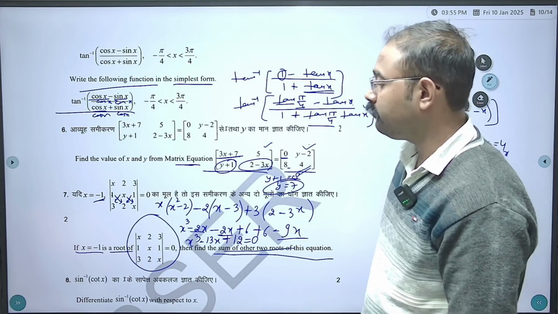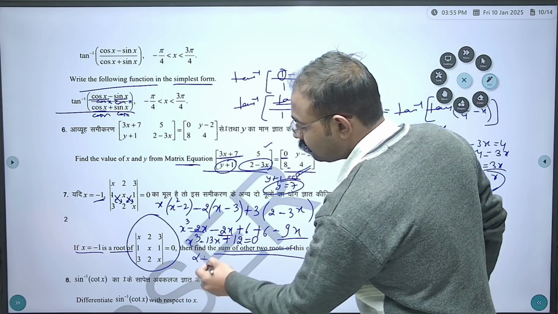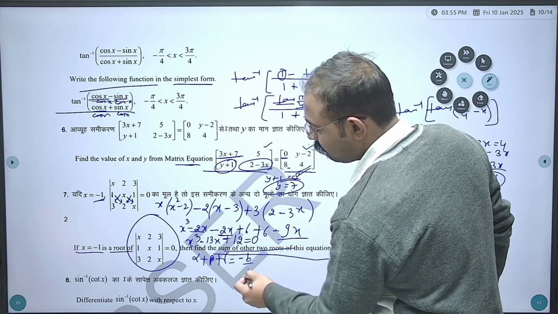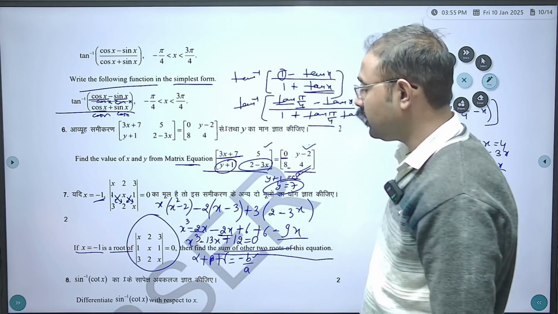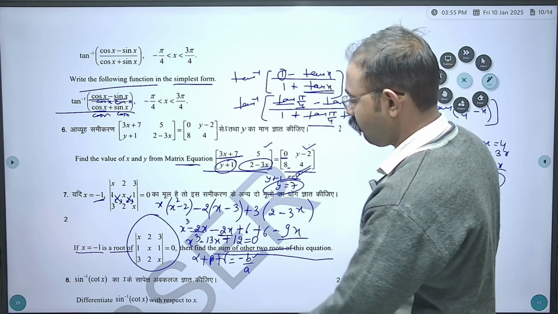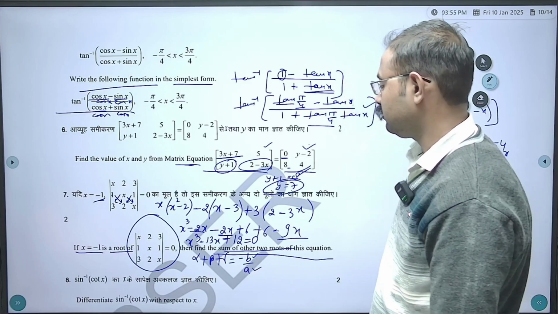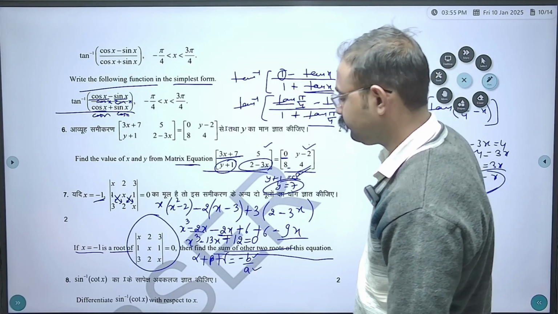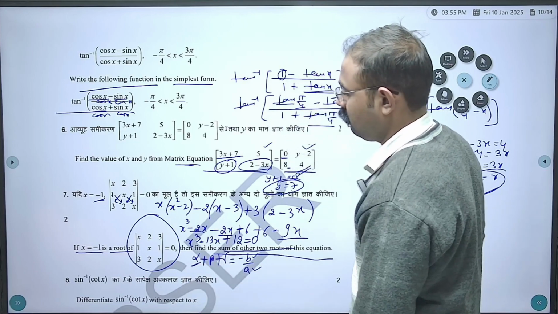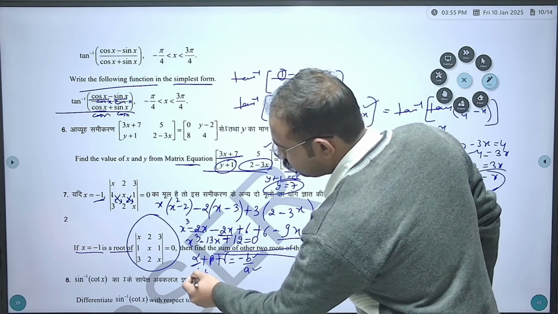Now the relation between zeros of a cubic polynomial is alpha plus beta plus gamma equals minus b upon a. Here b is the coefficient of x square and a is the coefficient of x cube. So here one root is given to us as minus 1.